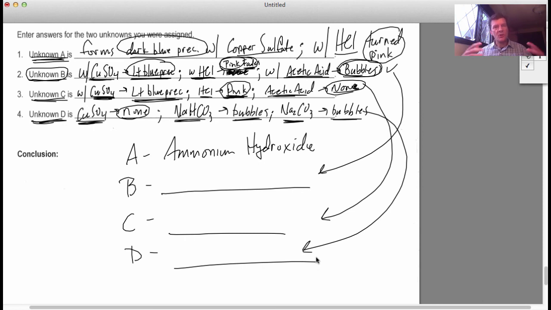Okay? So this whole experiment was all about chemical properties. And by the way, these chemical properties don't change. A compound has the same chemical properties all the time, and it reacts with different substances, different solutions, exactly the same every single time. That's why we're able to fill in the table and then from the unknowns be able to conclude what we have.